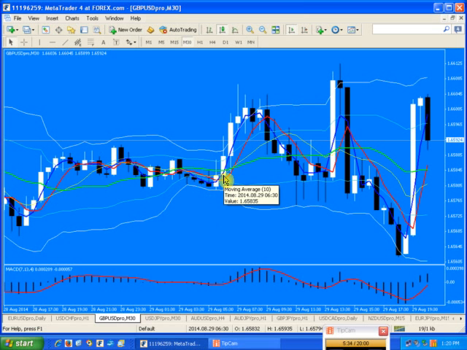So, we're looking at buying here. It's kind of a gradual climb up here, so buying is going to be a smart idea. Now, here's an opportunity. It came all the way down to here.